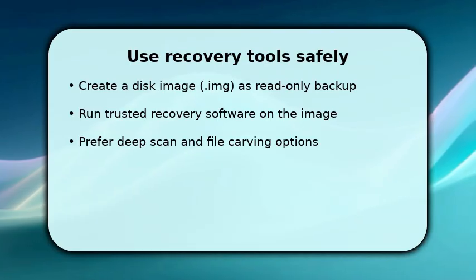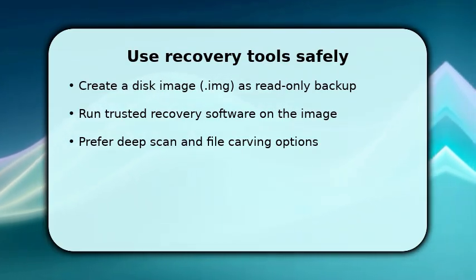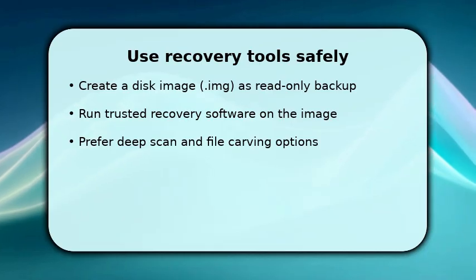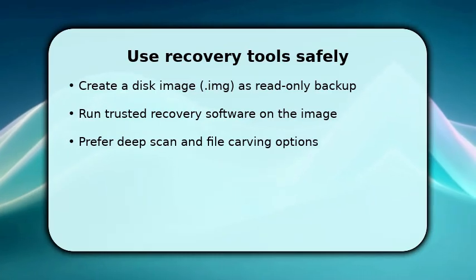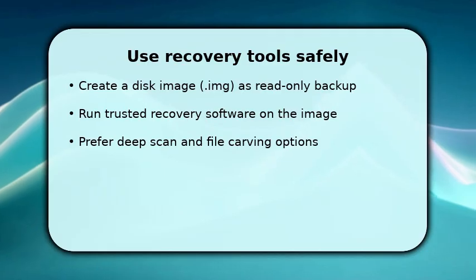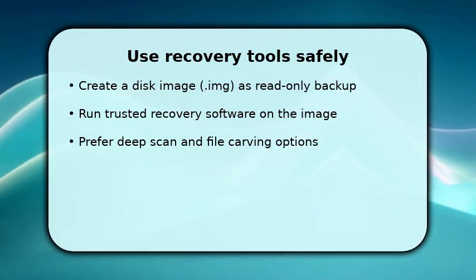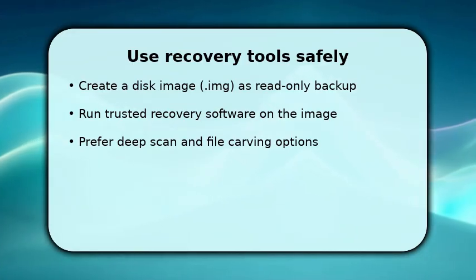Once you have an image, use trusted recovery tools, desktop apps supporting file carving and file system awareness, to scan that image. Make sure to configure a deep scan and specify common photo formats like JPEG, HEIC, PNG. If the tool lists recoverable files, preview them and export to a separate drive. This approach maximizes your chance to get intact photos back.